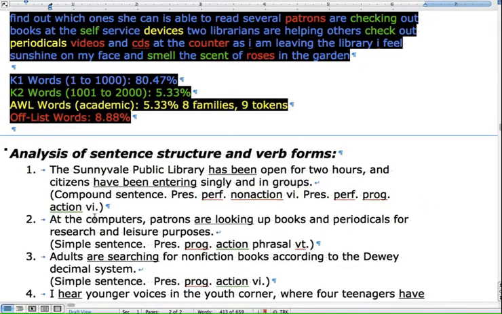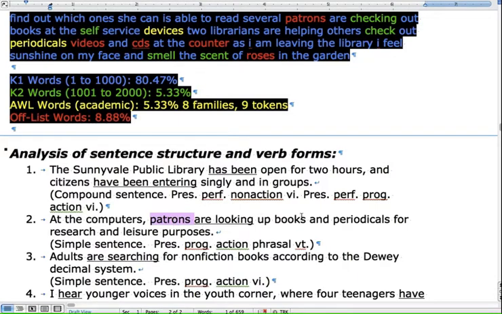Now let's look at sentence number 2. At the computers, patrons are looking up books and periodicals. Periodicals are magazines, things that come periodically, every week, every month, every 2 months, according to a certain period. So they are called periodicals. All right, so books and periodicals. Patrons, those are people who patronize the library. These are people who come to and use the business of the library.